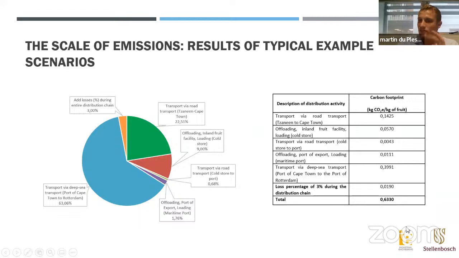And other types of fruit and transportation configurations and distribution chains potentially emit a lot more. Blueberries, for example, if they are flown out, can emit up to 12.3 kilograms of emissions per kilogram of fruit. So our logistical decisions and the way we distribute our fruit really have a significant impact on the total emissions of our distribution chain.